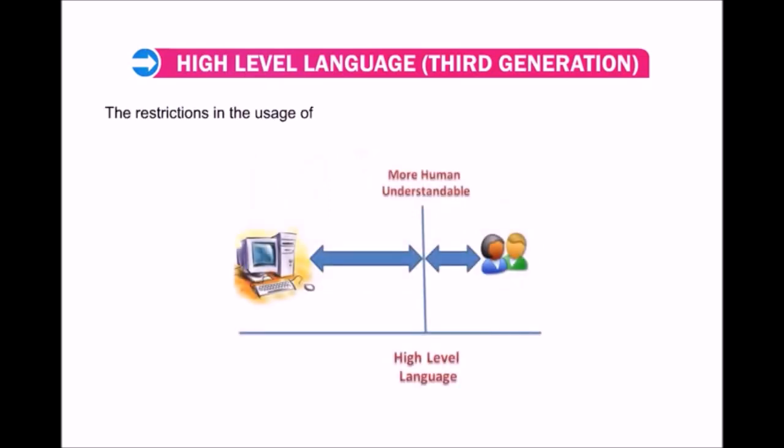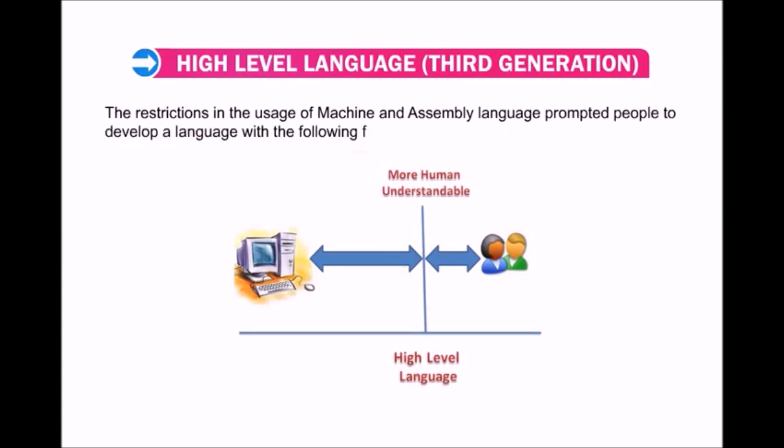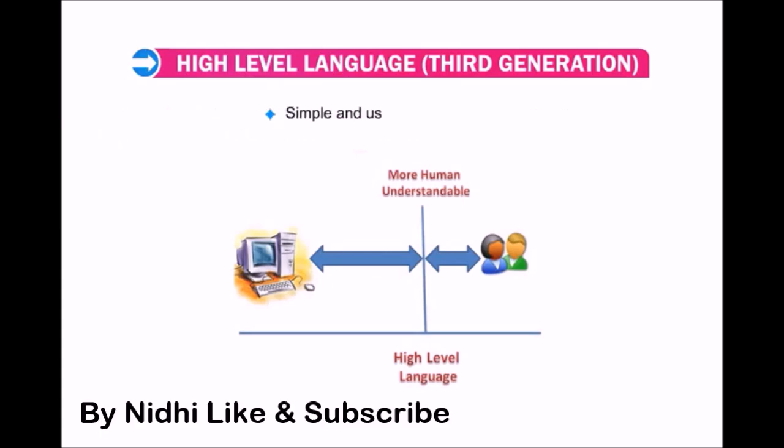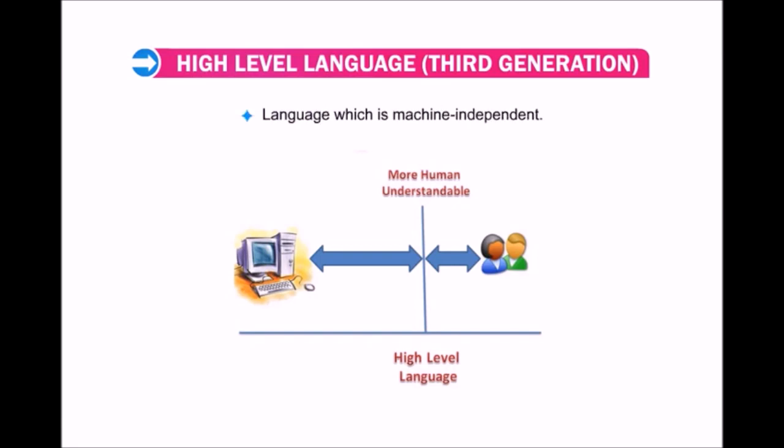We will discuss the high-level language, third-generation language. The restrictions in the usage of machine and assembly languages prompted people to develop a language with the following features. Simple and user-friendly language which is machine independent. Owing to the above-mentioned features, it became easy to learn and use computer languages. A large number of people started writing computer programs using these languages. That is why it is known as high-level language, HLL.